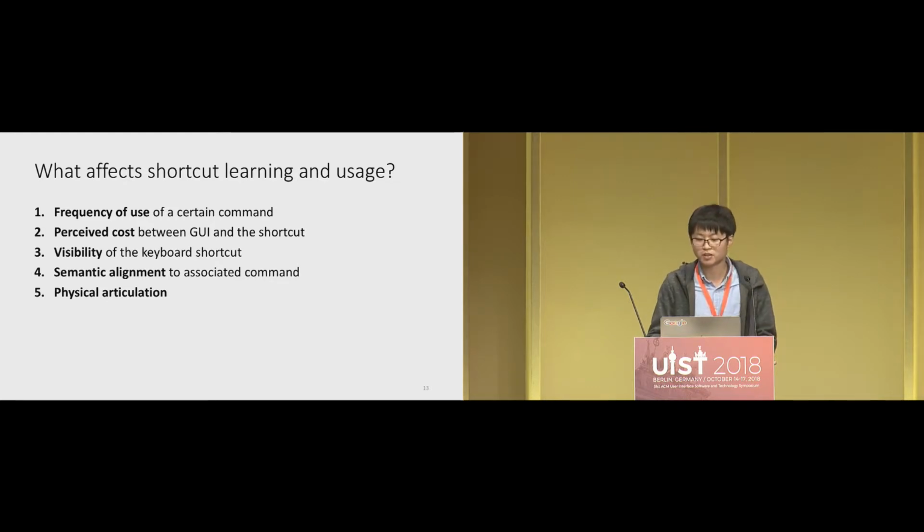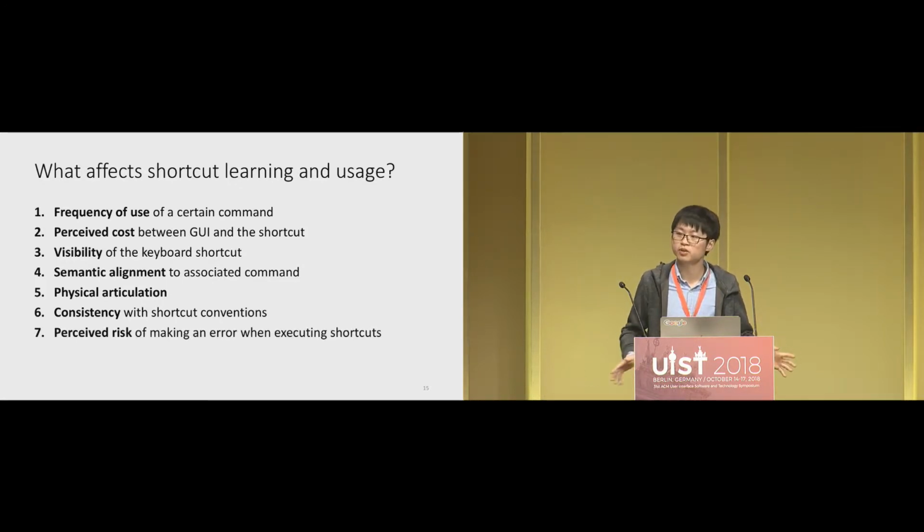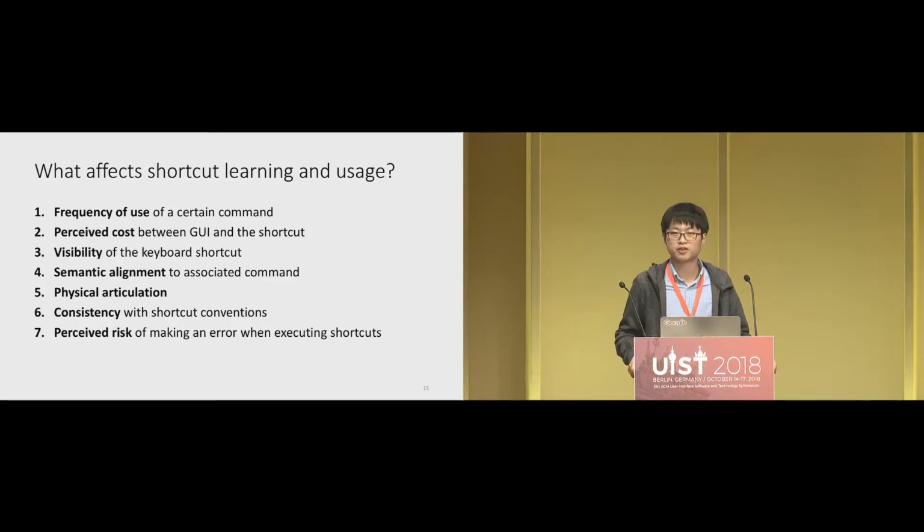Physical articulation. The more keys are involved, the less likely the user will learn them. 3 keys may be okay, but 4 keys would be too much. In addition, single-handed shortcuts are more desirable because they free up the other hand to use the trackpad simultaneously. Consistency. Keyboard shortcuts that are system-wide or consistent with other applications are more likely to be used. Perceived risk. This is an important factor. One big reason that users don't use keyboard shortcuts is that they are afraid of making errors, especially when dealing with very important tasks.